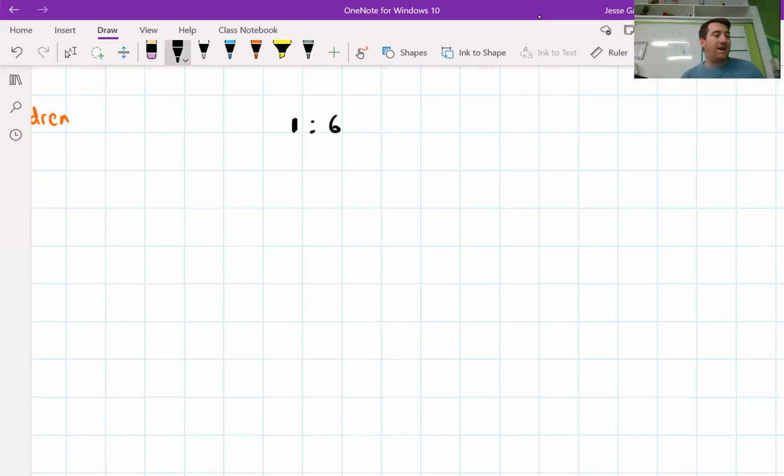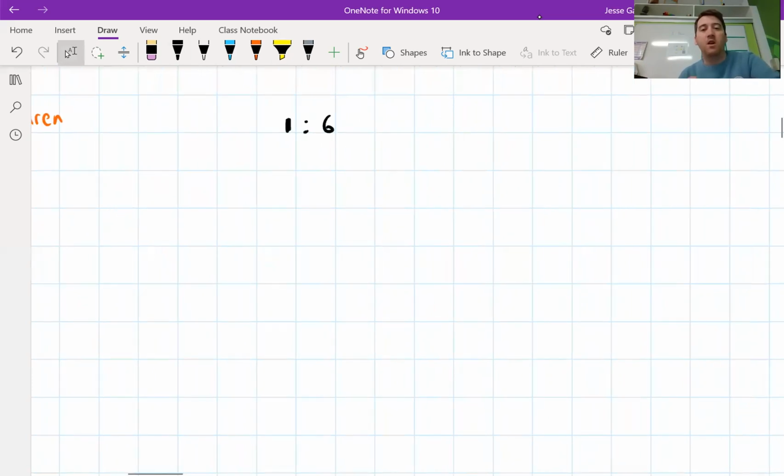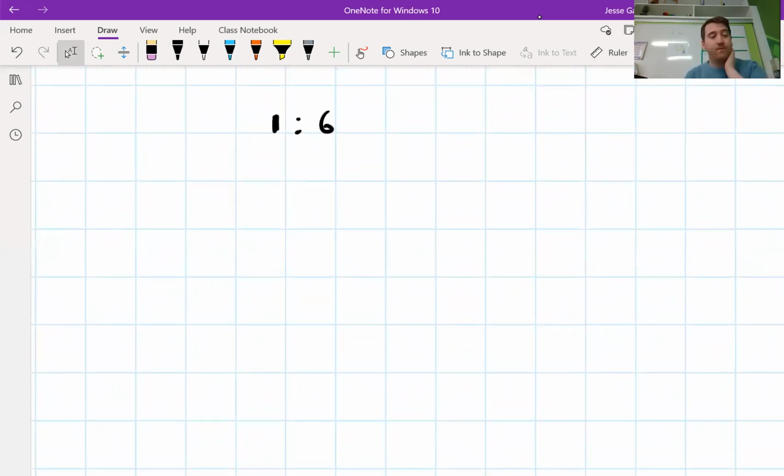But what if you were asked, for example, how many leaders would you need for 100 children? It's not so easy then. It's very easy to see that 12 was double 6, so you double the children, you double the leaders. But it's not so easy to see when you have 100. So I'm going to talk you through the process of how we would do this.